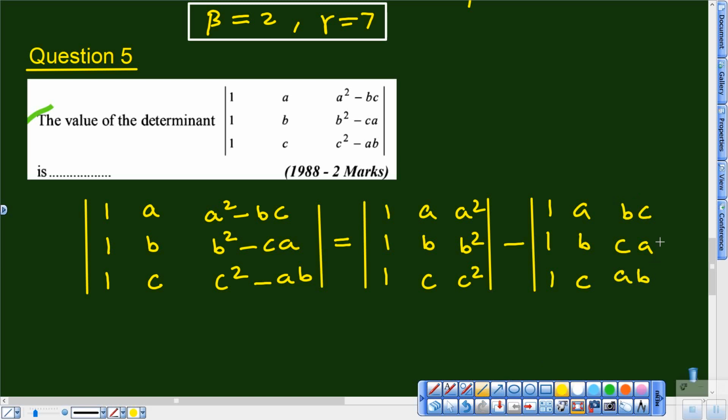Now, to find the value of this difference of two determinants, let's call the first one delta 1, and this determinant delta 2. This is delta 1, this is delta 2. I am not going to manipulate determinant 1 at all. I am only going to manipulate the determinant 2, and I assure you it will come out to be identical to determinant 1, thus rendering the value of this given determinant equal to 0.